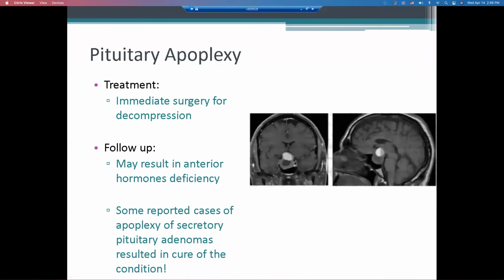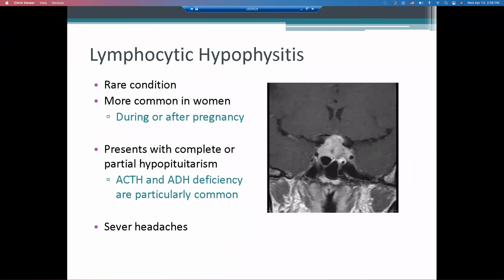So apoplexy in and of itself can cause hormonal deficiencies. So you have to watch out for that and evaluate the patient completely. I think this is the last slide.